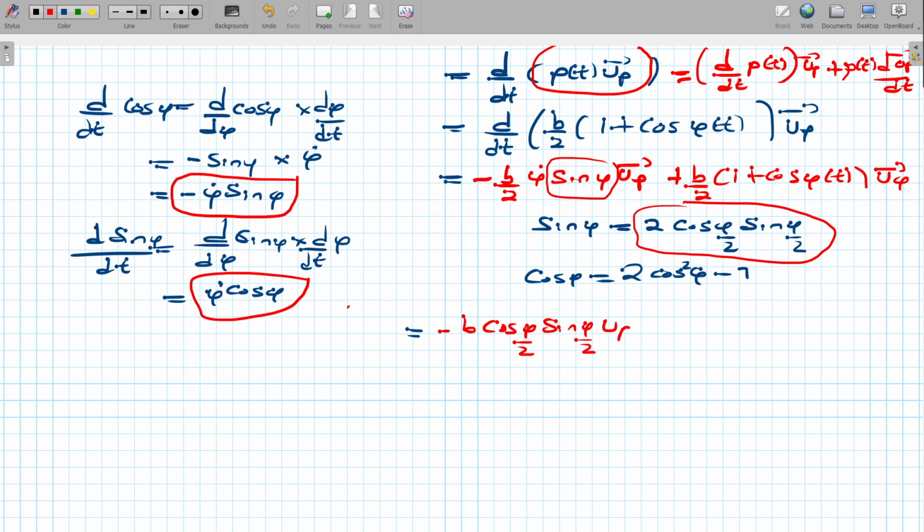And then u rho one more time, like so. Then if I replace the cosine phi with this expression, you see that the minus 1 and the 1 will simplify. And here what I'm going to get is plus, then the 2 and the 2 will also simplify. So I'm going to get b cosine squared phi divided by 2, like so, u phi. So this is what I'm going to have. Hopefully you guys have been able to follow.